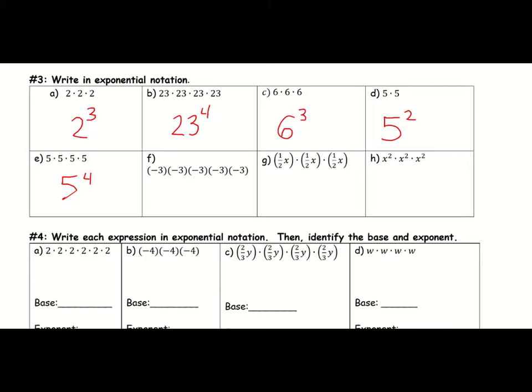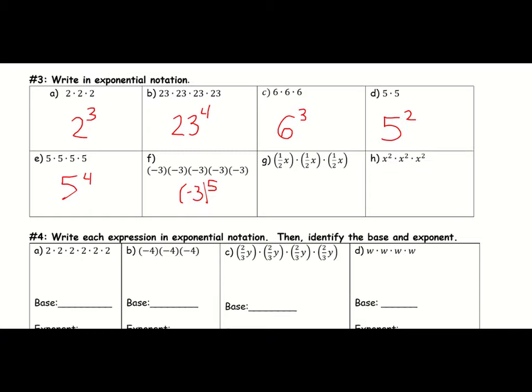Now for letter F, I've got -3 times -3 times -3 times -3 times -3 times -3. For F, I've got to be careful. I need to put the -3 in parentheses to make sure it's a -3 as my base. And then my exponent would be 5. If I don't put -3 in parentheses, then I'm really just saying 3 is being raised to the 5th power. And I need to make sure this is a -3. That's why they were all in parentheses.